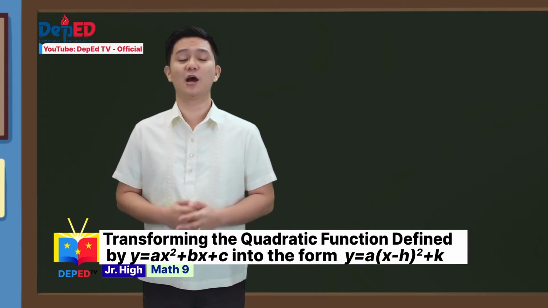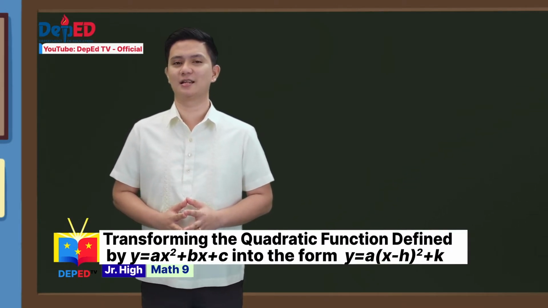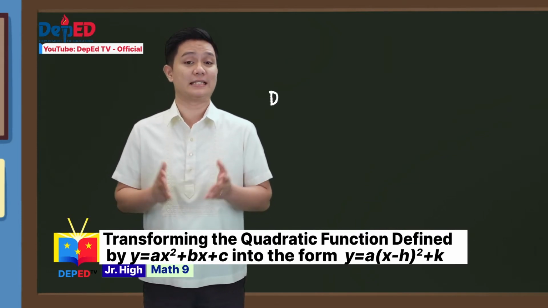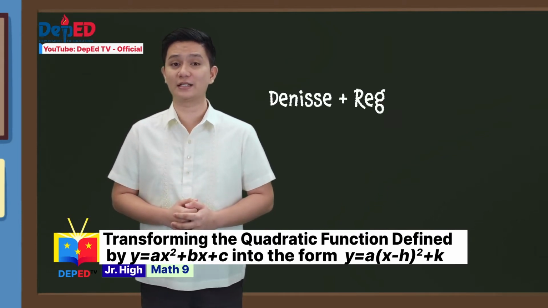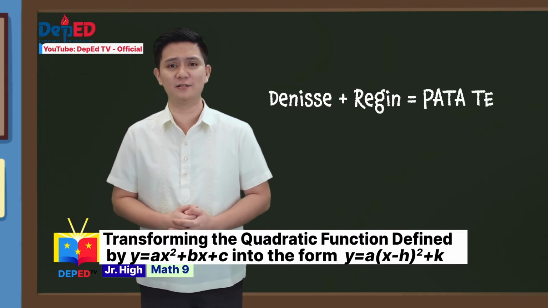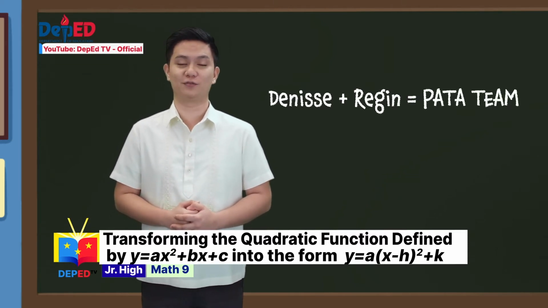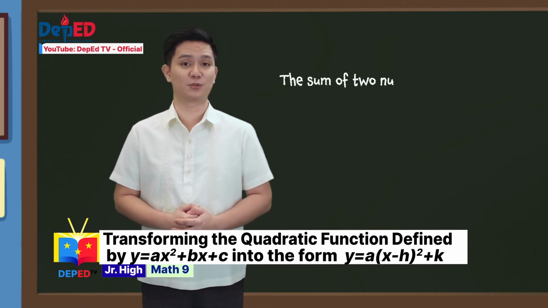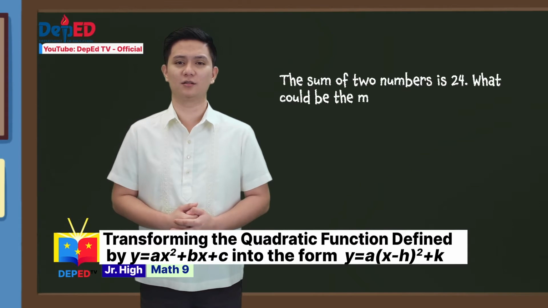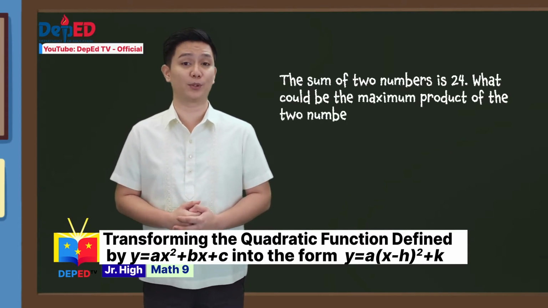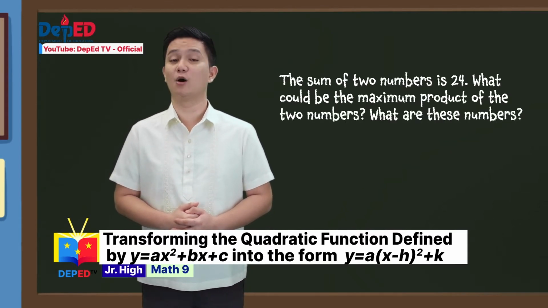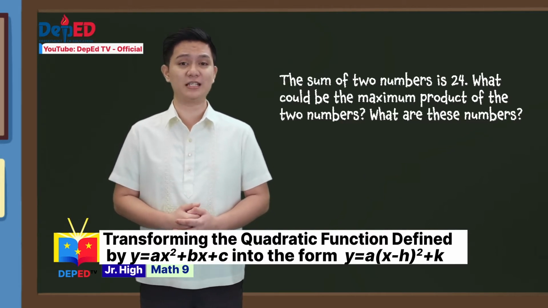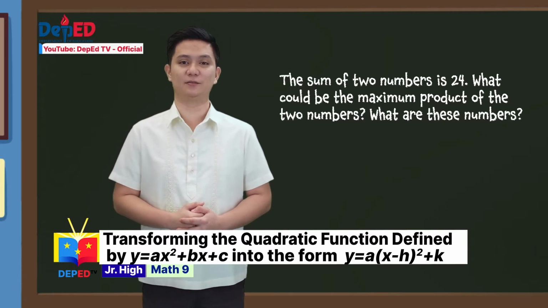A teacher paired up students in her class. Each pair was given a unique problem to solve. Denise and Regine, who call their team or tandem Pata team, were tasked to solve this problem. The sum of two numbers is 24. What could be the maximum product of the two numbers? What are these numbers?